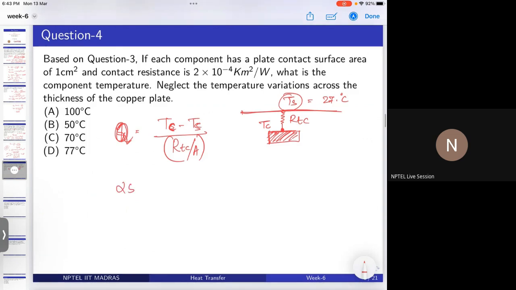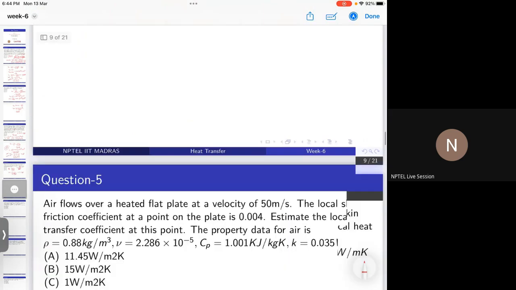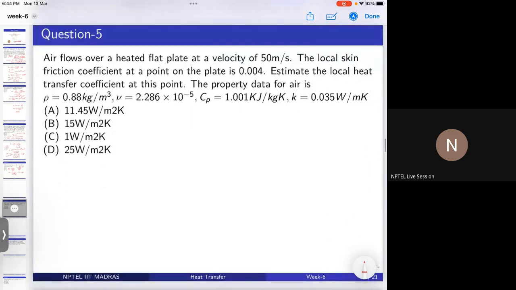So it's like 25 is equal to Tc minus Ts is 27, 2 into 10 raised to minus 4 divided by contact surface area, that is 1 into centimeter square. So we have to convert to meter square. So can you please find out what is Tc? 77. Yeah, will be around 77 degrees Celsius. Okay, let's move on to the next question.